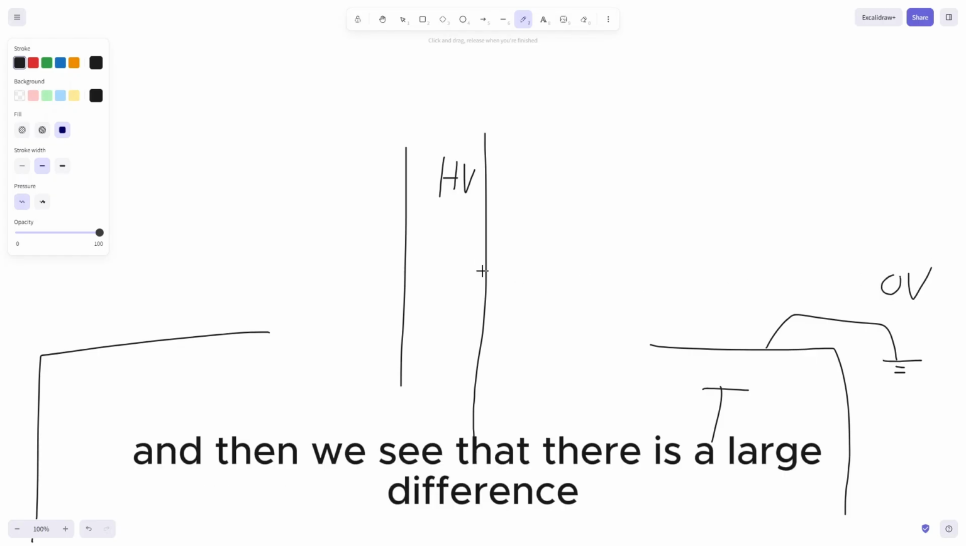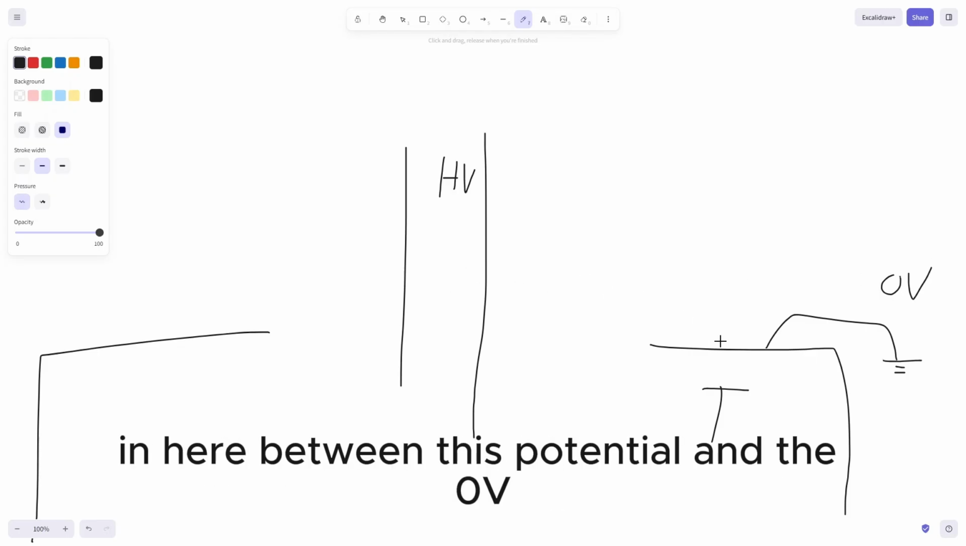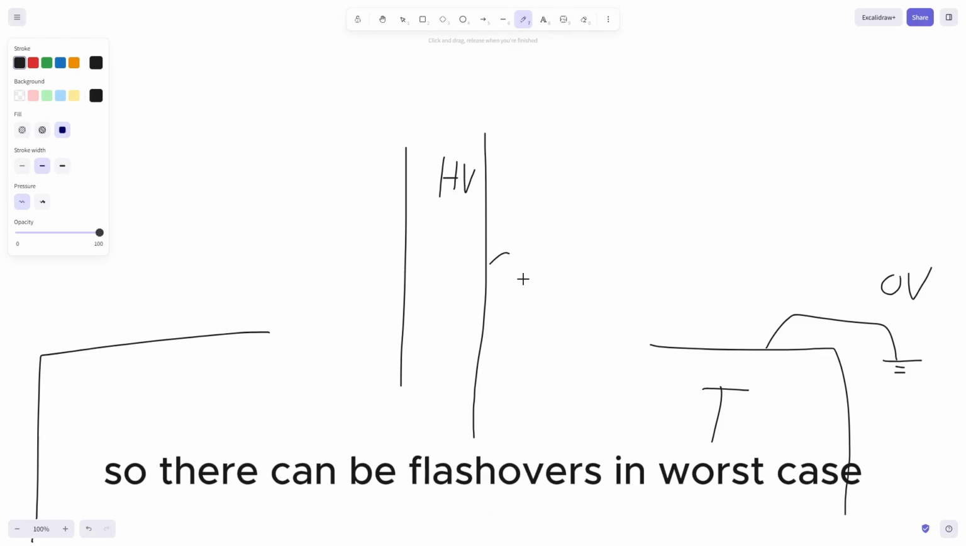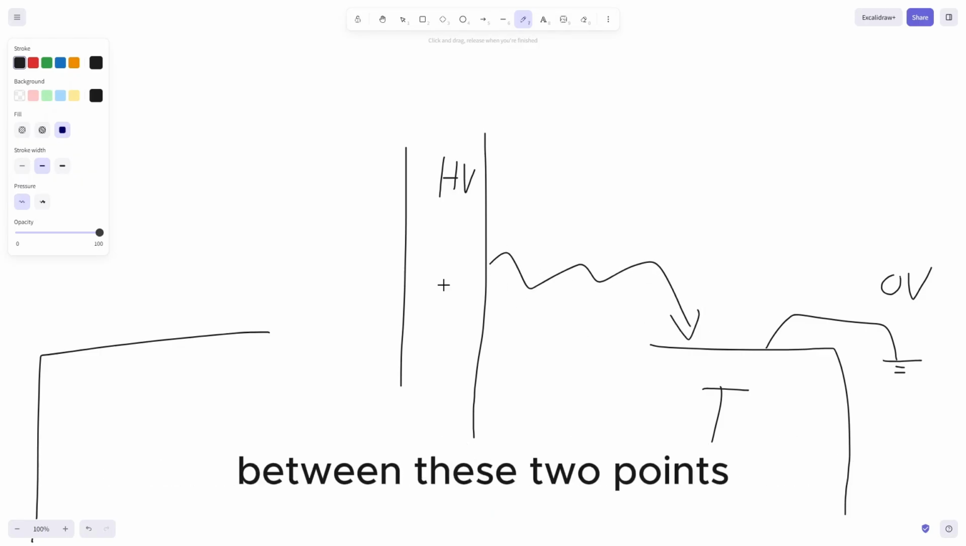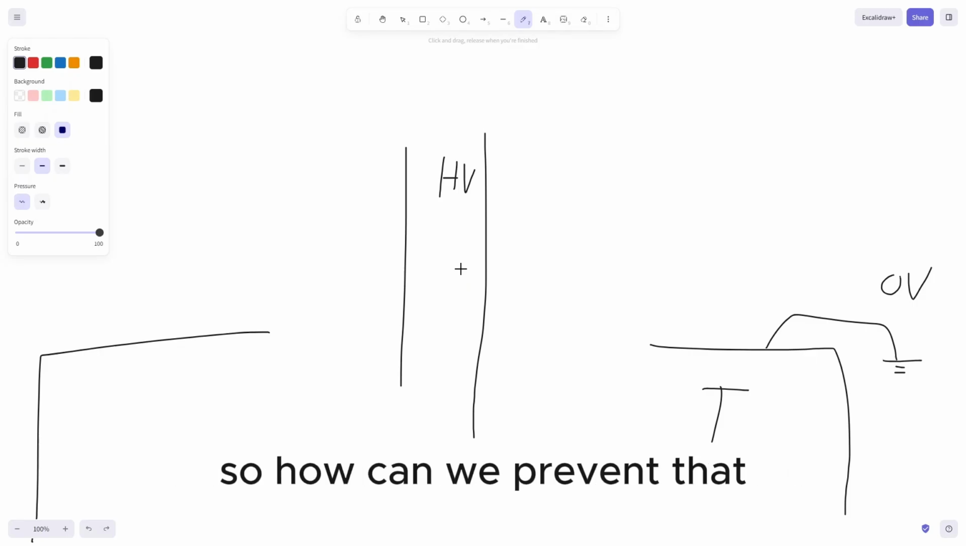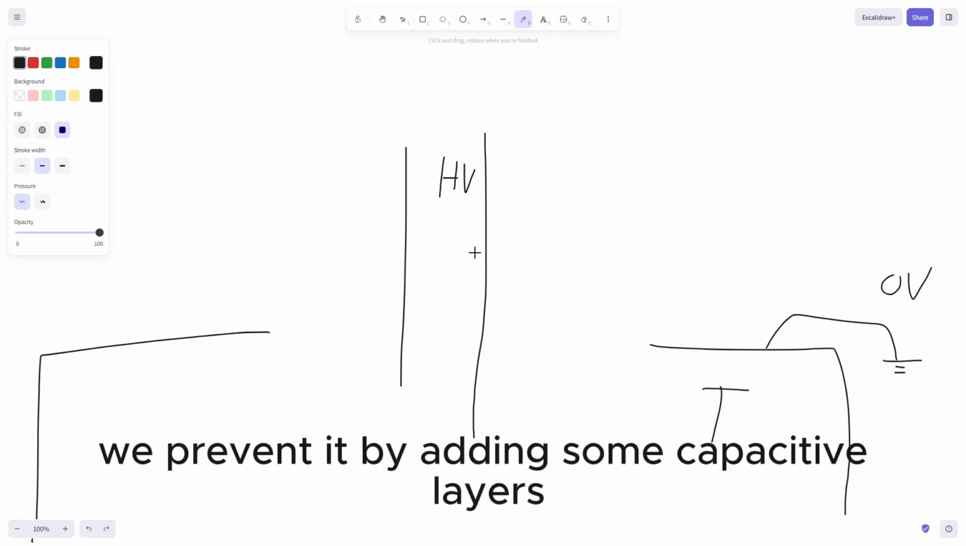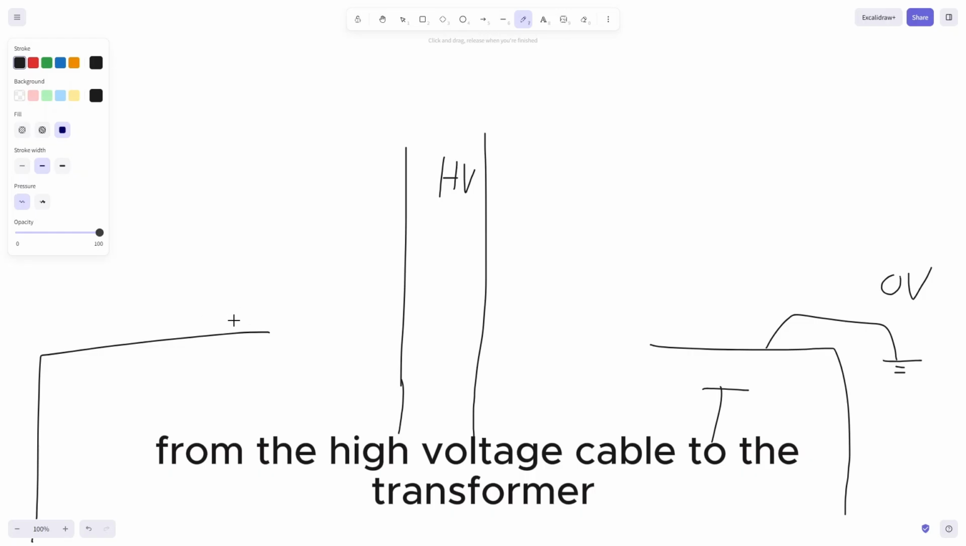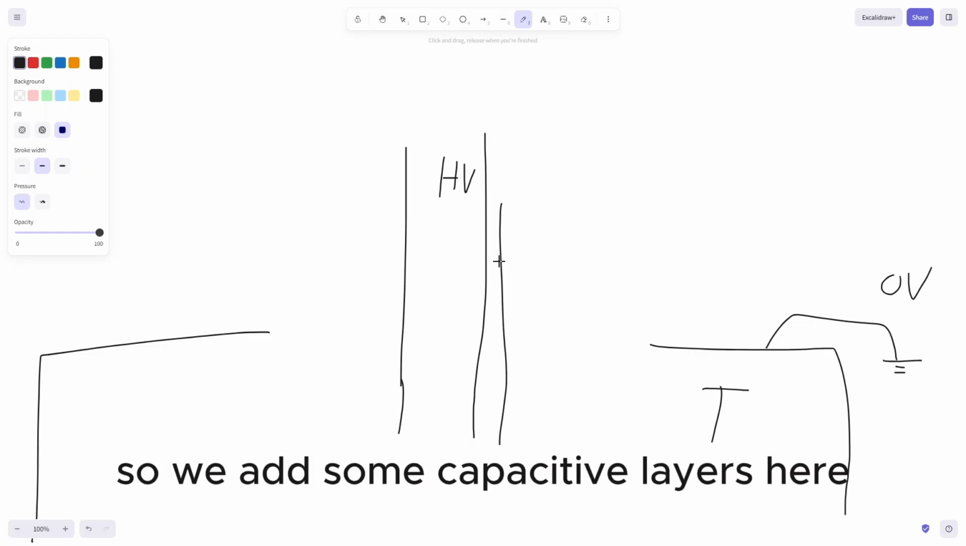And then we see that there is a large difference between this potential and the 0 volt. So there can be flashovers in the worst case, between these two points. And that's not something we want. So how can we prevent that? We prevent it by adding some capacitive layers from the high voltage cable to the transformer. So we add some capacitive layers here.